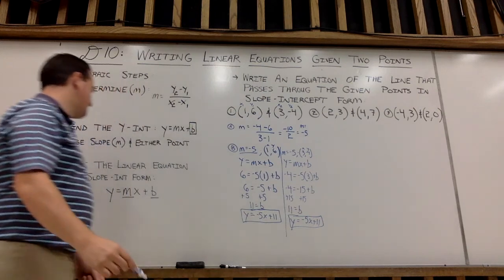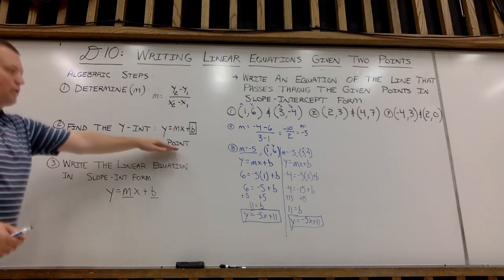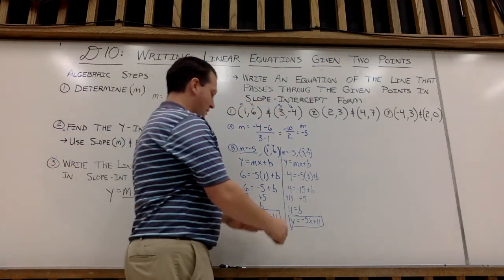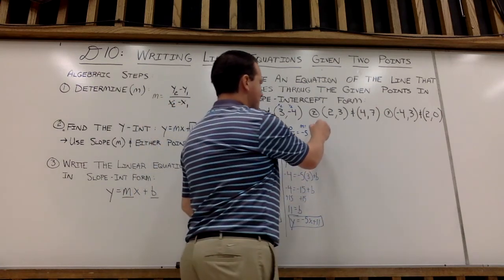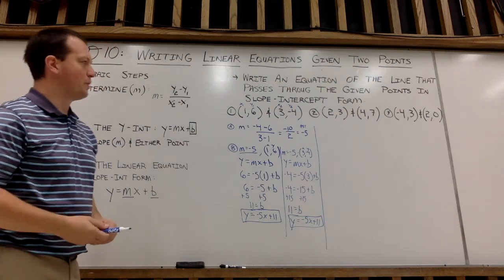So again, that's the part here where we want to use m, the slope, and either point. You can use any point of the 2, and you will get the same b y-intercept value. So it does not matter which one of the 2 ordered pairs you use.